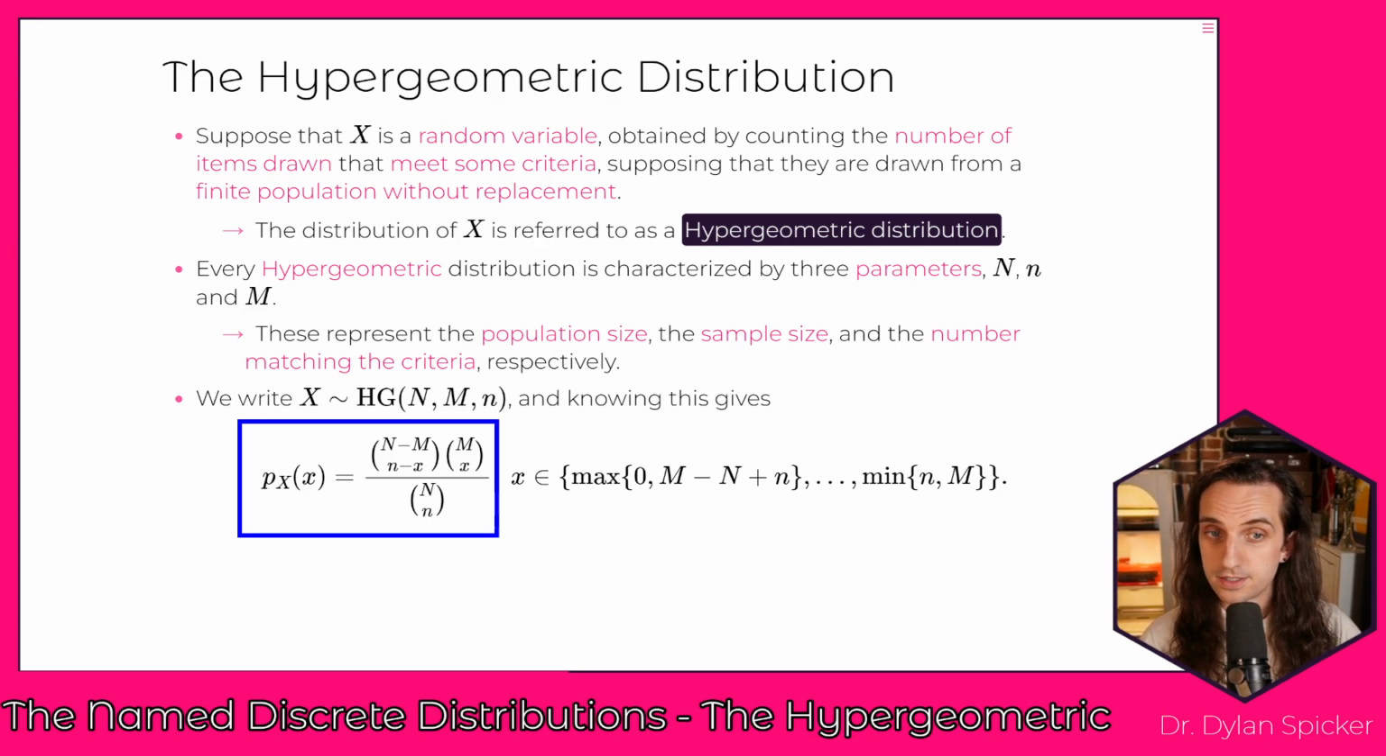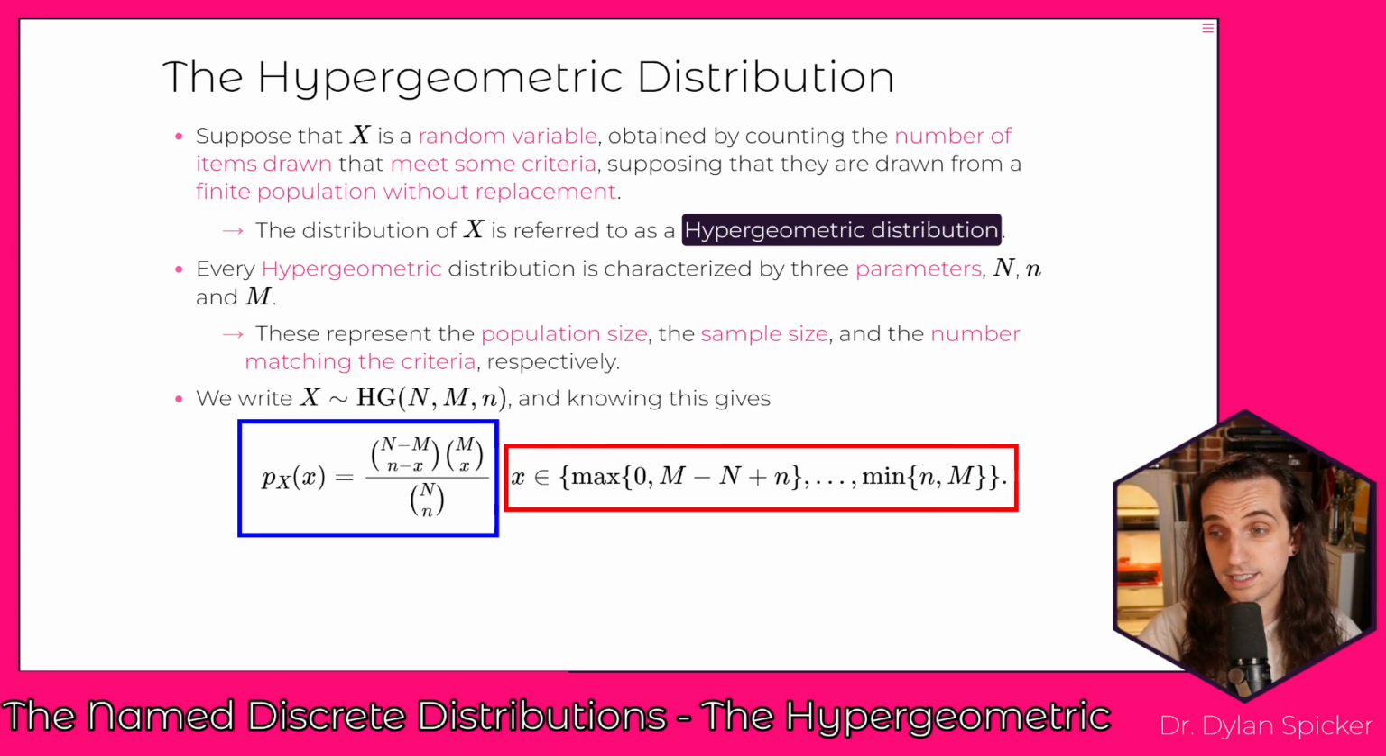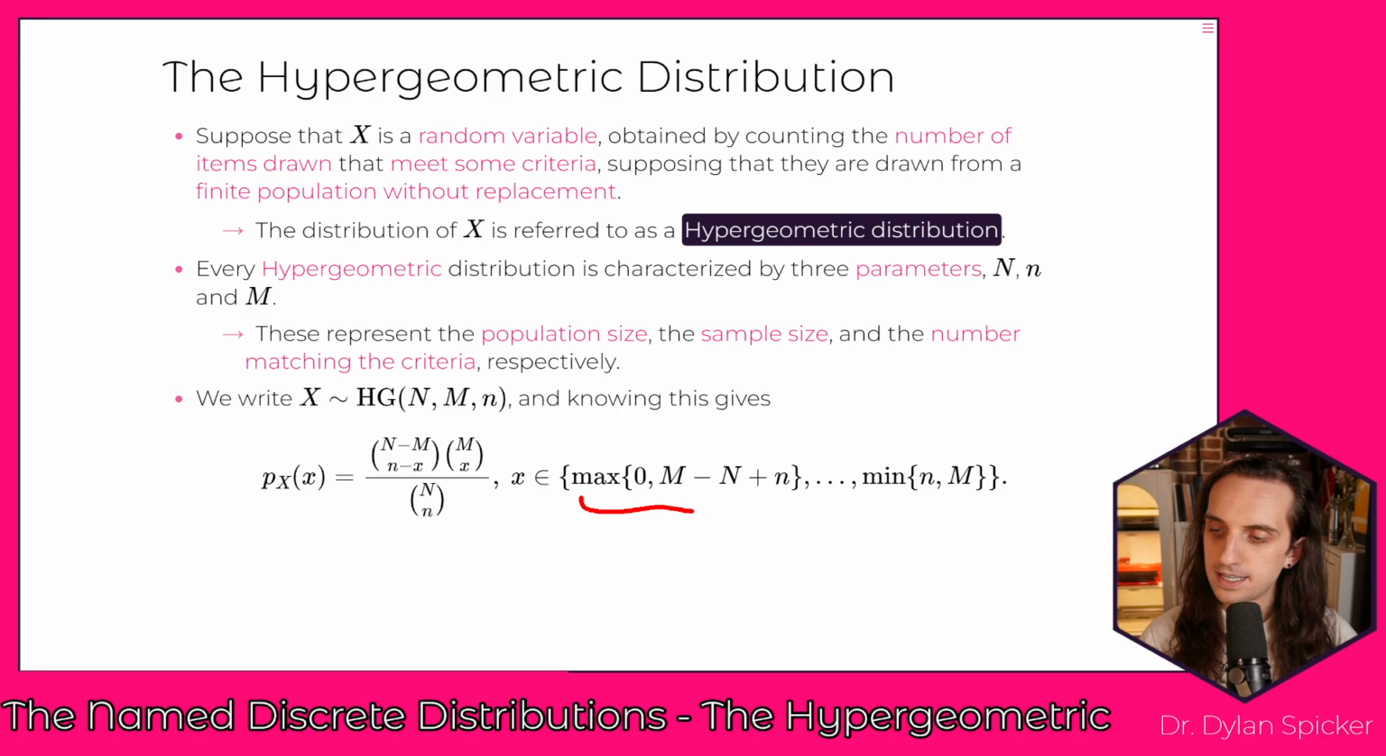I do want to draw just a tiny bit of attention right now to the space of x, the valid values that our random variable can actually take on. And we can see that it's going to be a sequence of integers starting from the maximum of either 0 or M minus N plus little n, and then it goes up to the minimum of little n and M. Okay. We'll talk more about exactly where those values are coming from, but just to say at this point that there's some minimum value and there's some maximum value, and our random variable can take on any of the values between those two.